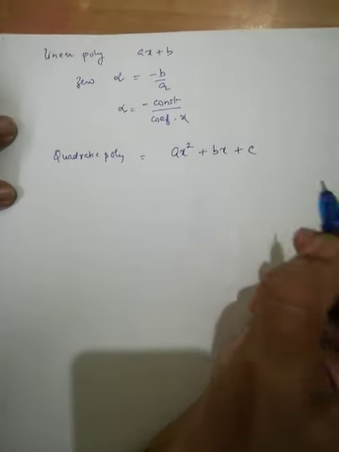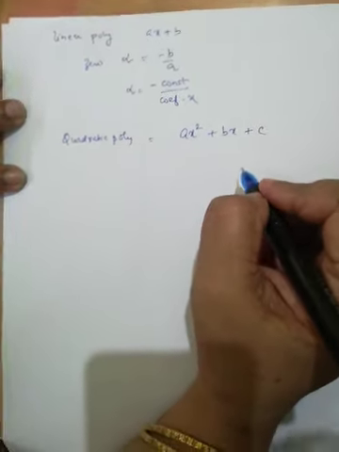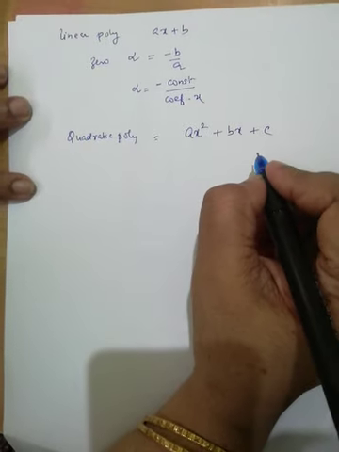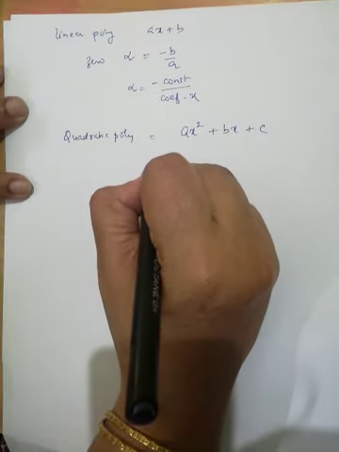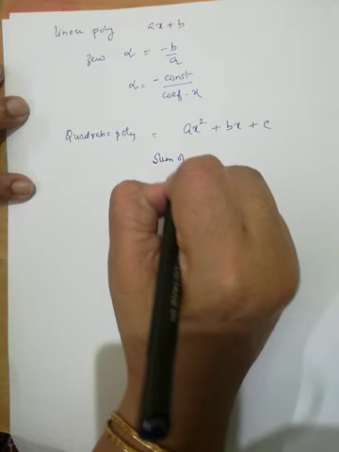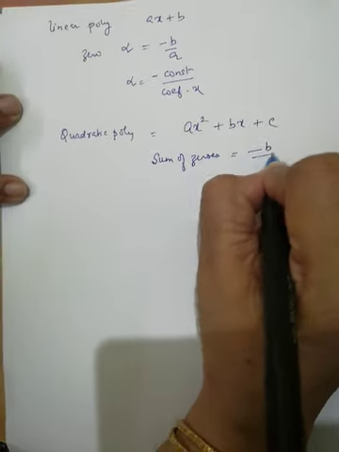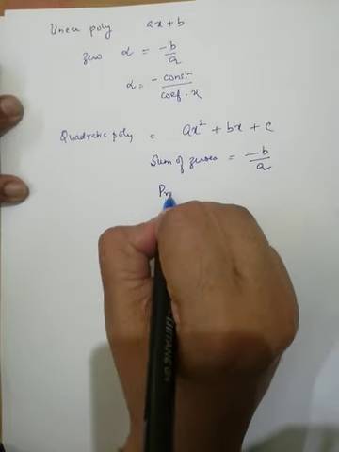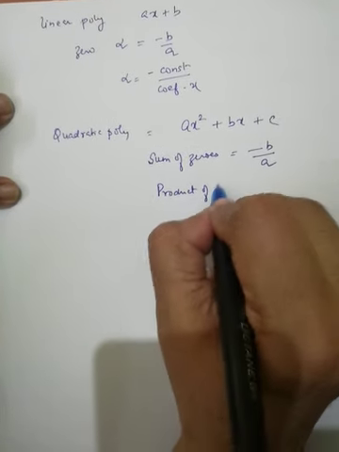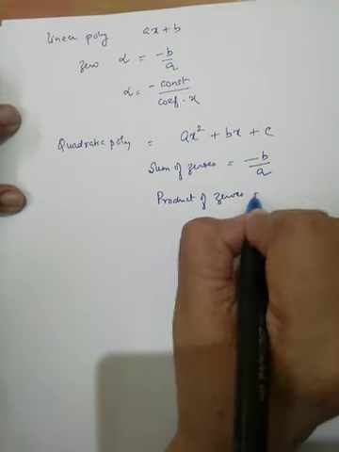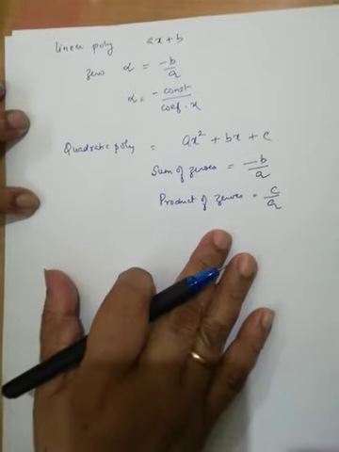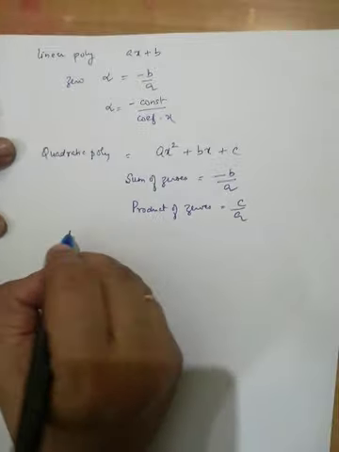And when we find the zeros of this polynomial, what we find is that the sum of the zeros is equal to minus b by a, and the product of the zeros is equal to c by a. Okay, so let me take an example if you want.